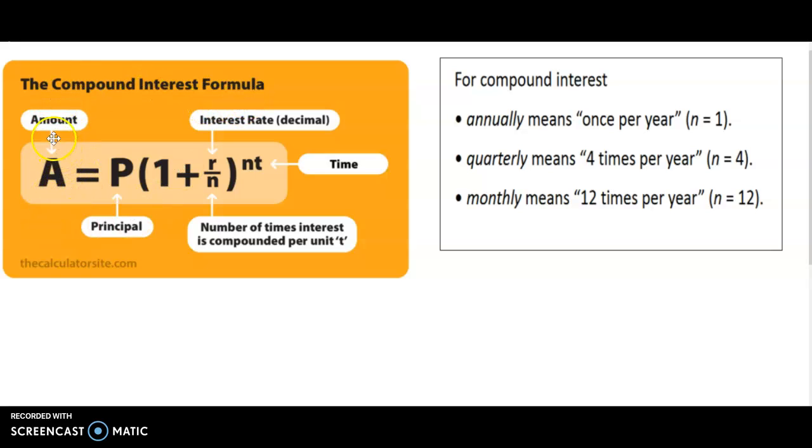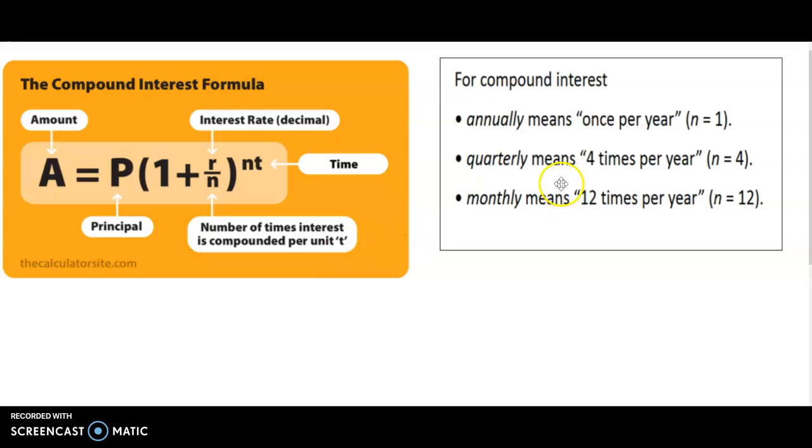A is the total amount, P is the principal, R is your interest rate, usually given to you as a percent but changed to a decimal. N is the number of times the interest is compounded per unit of time, and T is the time. Usually the time is in years, and the number of times the interest is compounded per unit means the number of times compounded per year.